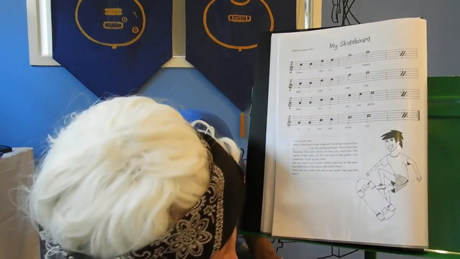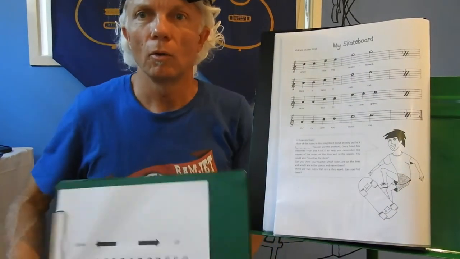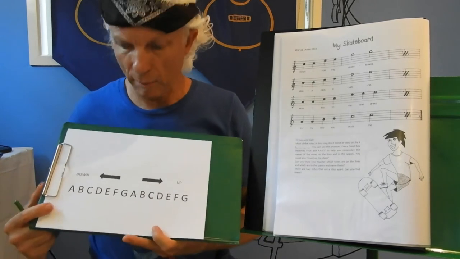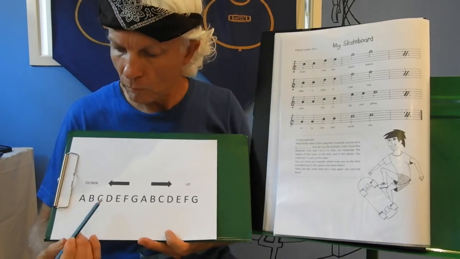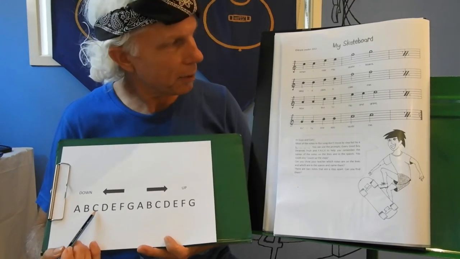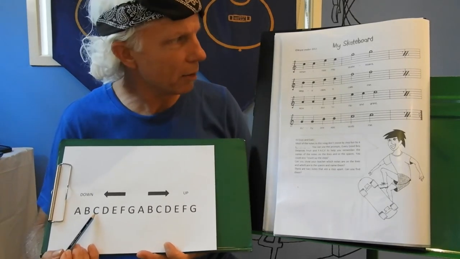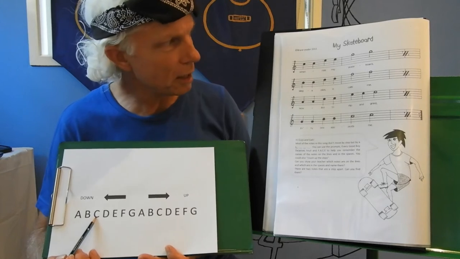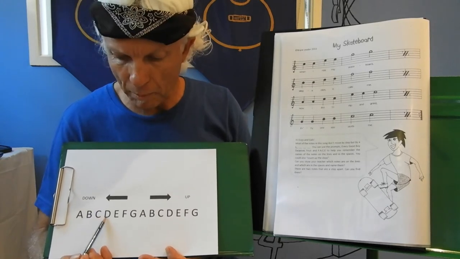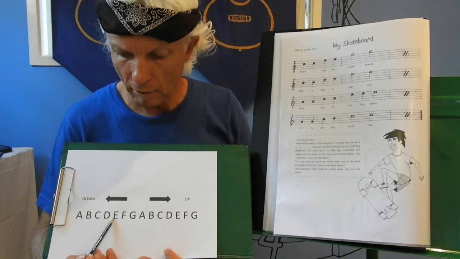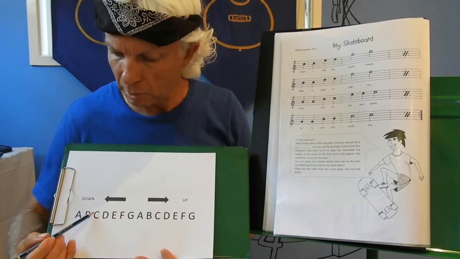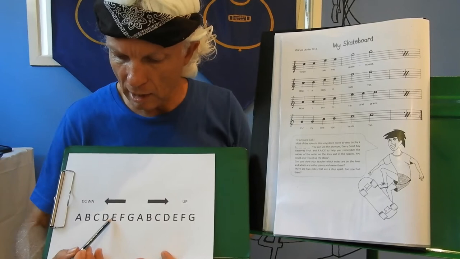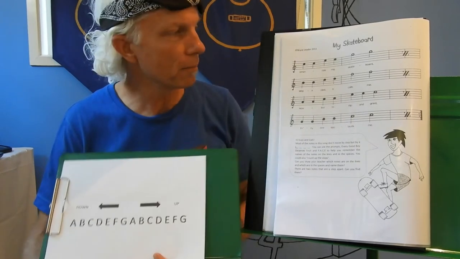So let's have another look at that with this diagram here. These notes are in alphabetical order, but we're going to skip every second one. We've got two C's, then we skip the D, going to E, then we skip an F, and then we go to G. So we're playing C, C, E, E, G, G.